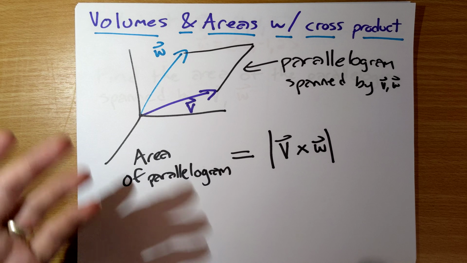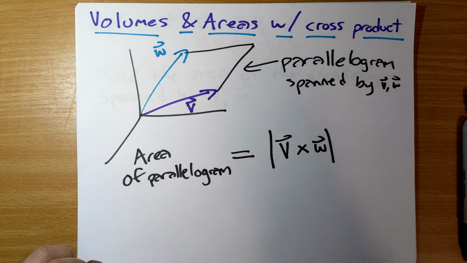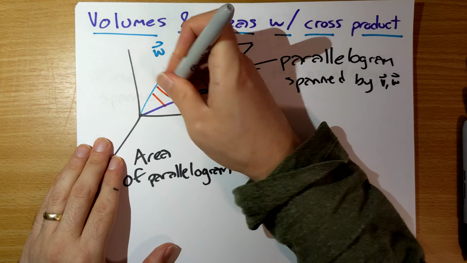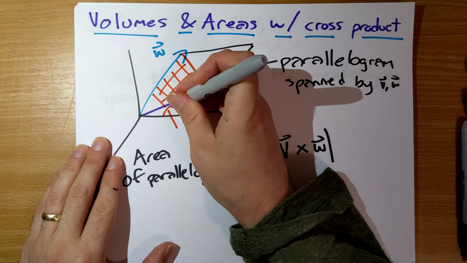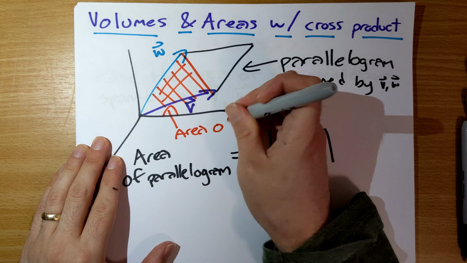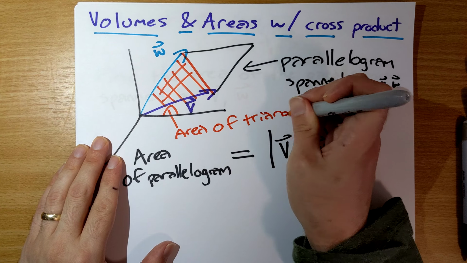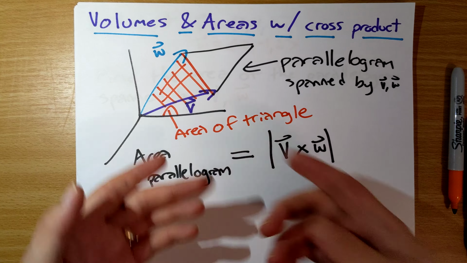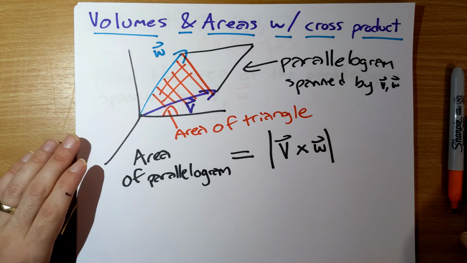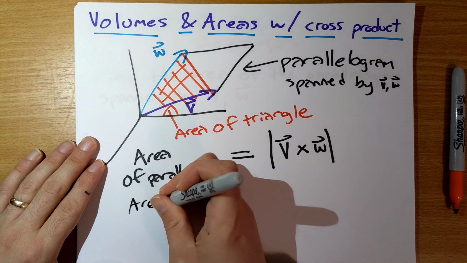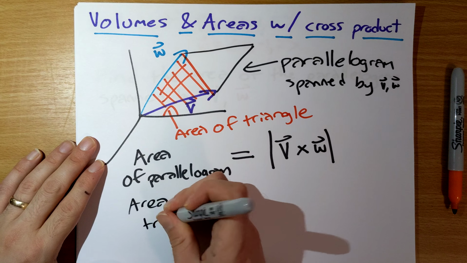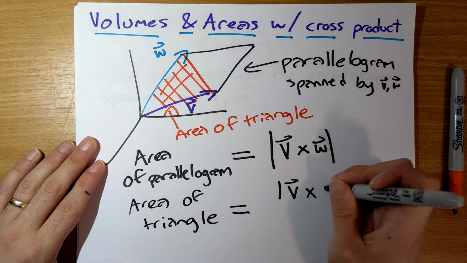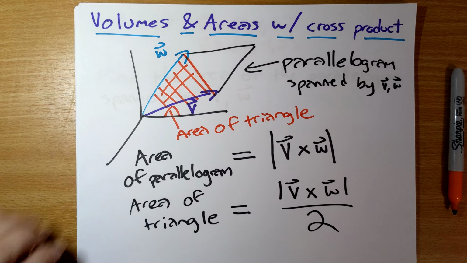Sometimes I can ask you about the area of this parallelogram. Sometimes I will ask you about the area of this triangle. How do you find the area of that triangle? Well, the area of the triangle is just half of the area of the parallelogram. And so all we literally have to do is take our previous answer and divide it by 2.